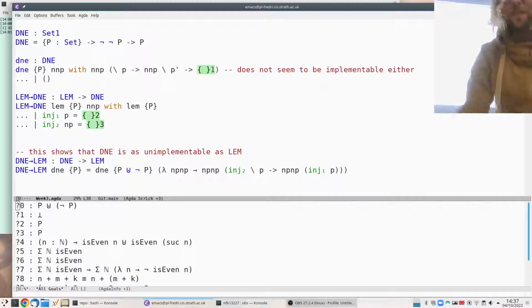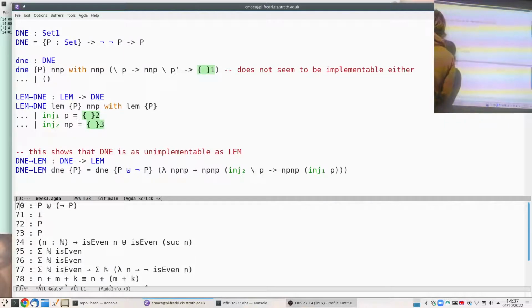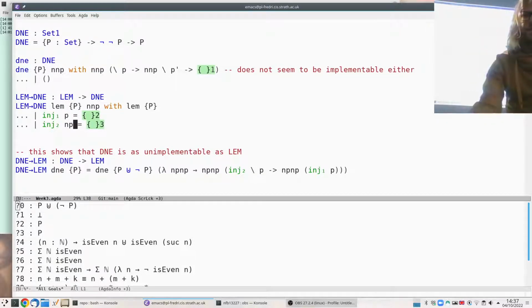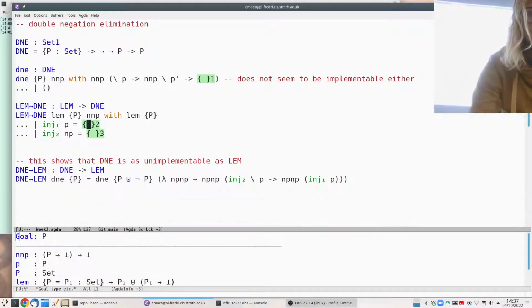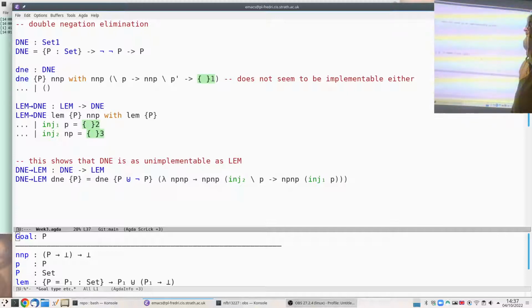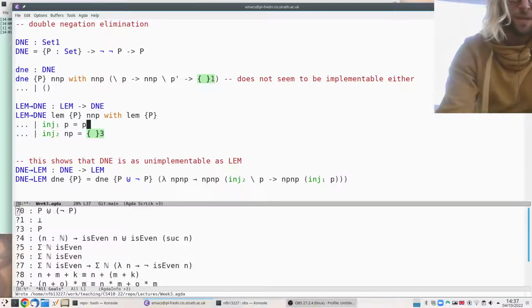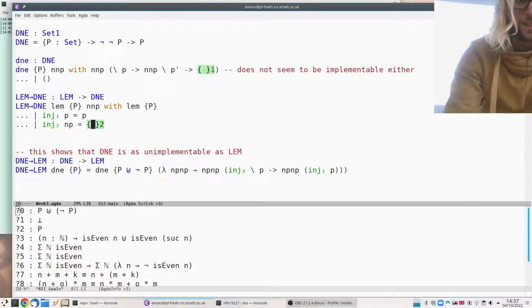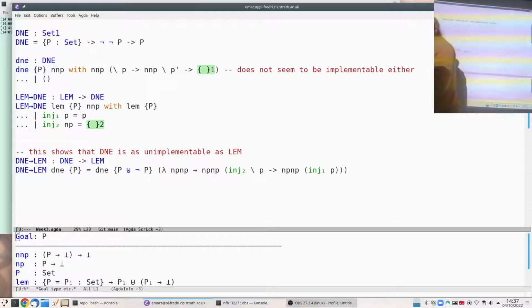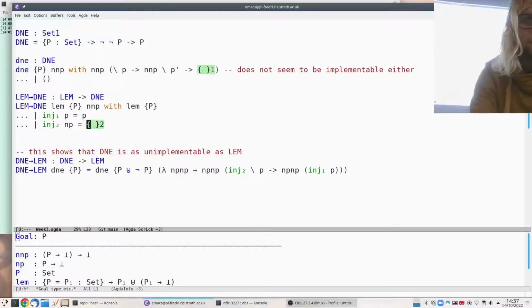We know that there are two cases: either P was true or not P was true. This is just straightforward case splitting. If P is true, then you're very happy, and we just return the proof of P that we have. If it's not true, we also know that P not being true is impossible, so it's the assumption not P applied to the proof of not P.